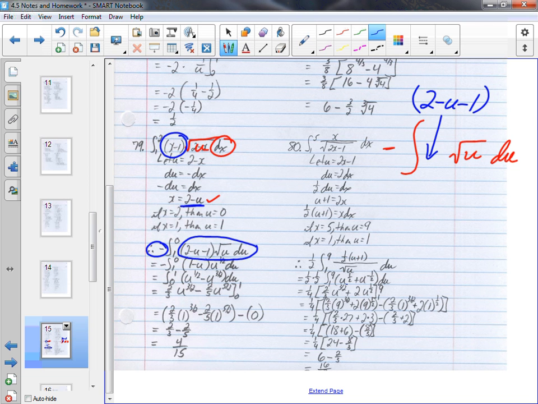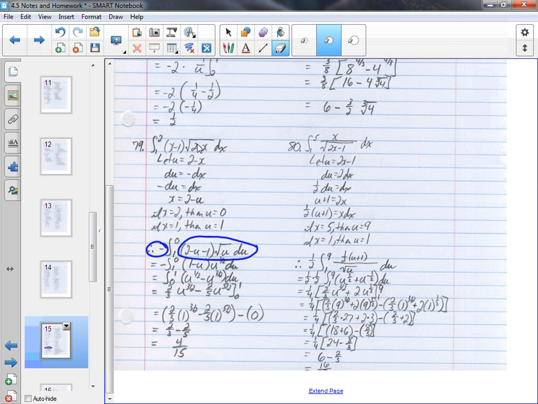But I've got to change my limits of integration, because those limits of integration are x coordinates. I don't have x in my problem anymore. I have u, so I've got to change them to u. And here's how I do that. If x equals 2, so I'm looking at the upper limit of integration, then what does u equal? Well, if x equals 2, u equals 2 minus 2, so u equals 0. So the upper limit of integration as u is 0.